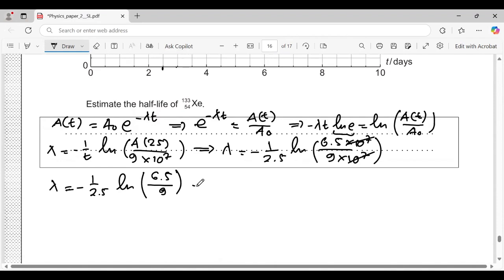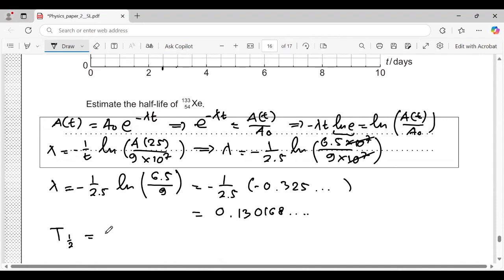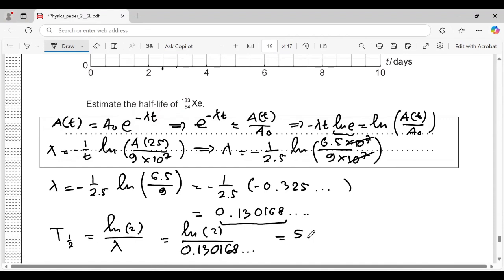And if you calculate the result, 1 divided by 2.5 and ln 0.325, the result is 0.130168. So we can calculate the half-life: T 1/2 equals ln 2 divided by lambda. Lambda is this number, so it's ln 2 divided by 0.130168. And the result is 5.324 days, or 5.3 days. That's the result.